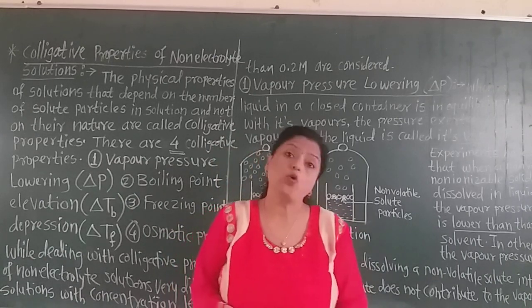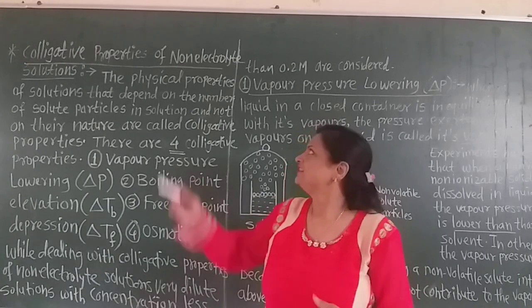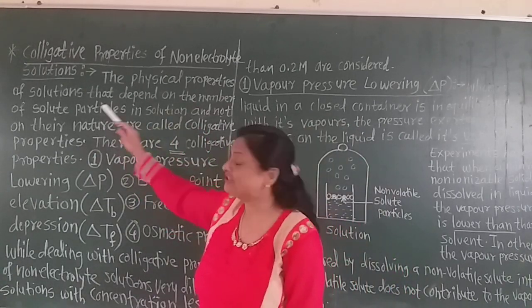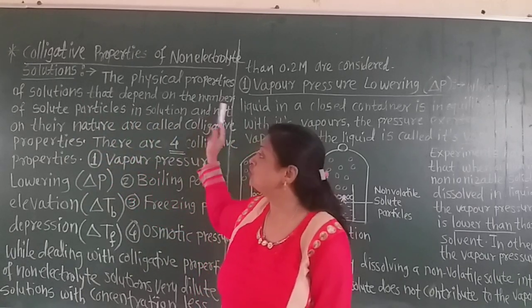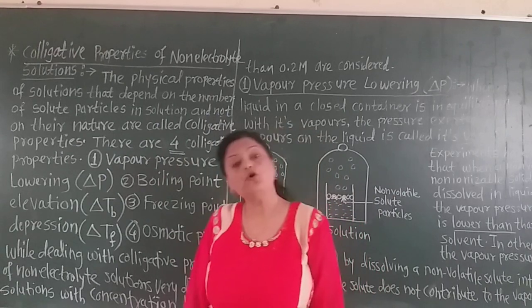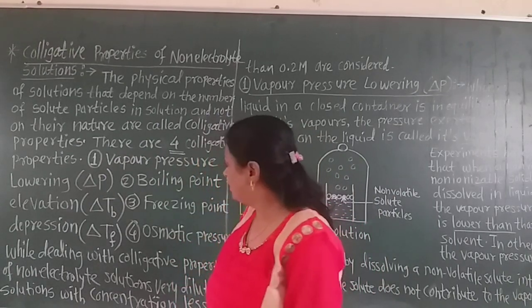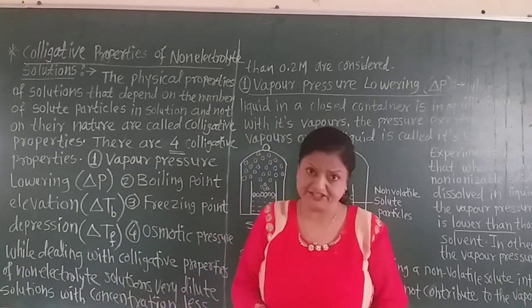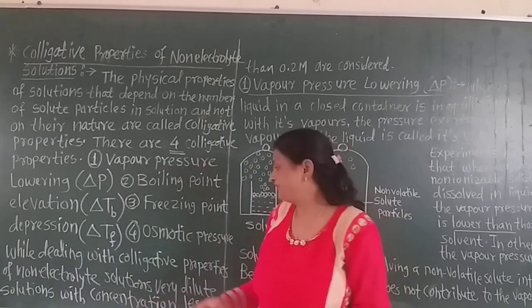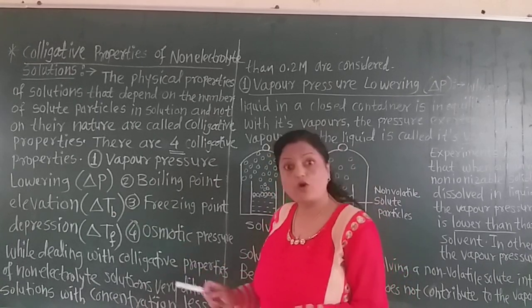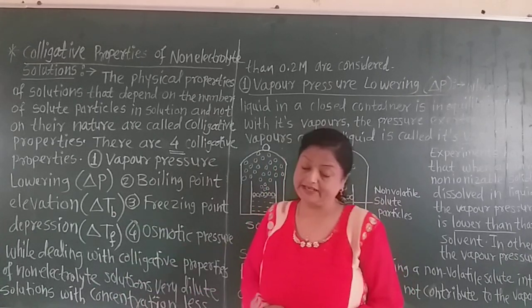So they are the colligative properties. So students, the physical properties of the solution that depend on the number of solute particles are called the colligative properties. Now, while dealing with the colligative properties in this chapter, we have considered the non-electrolytes.